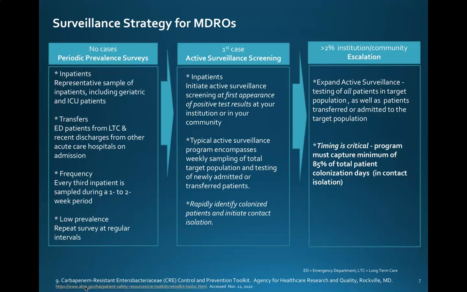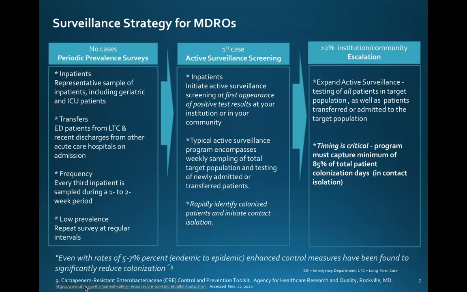The institutions that have indicated success with an active surveillance program in terms of reducing prevalence have indicated that they have to capture a minimum of 85% of the total patient colonization days in contact isolation. So finding those patients quickly and getting them into contact isolation is what enables containment. And at this point, once again, molecular diagnostics can become a very important tool because of the rapid turnaround time.